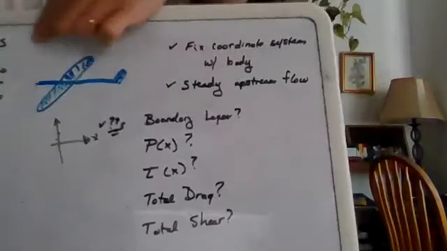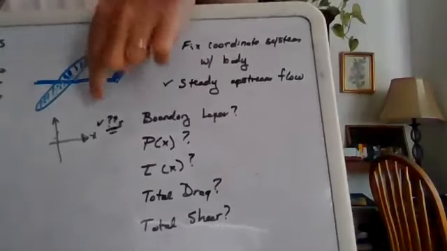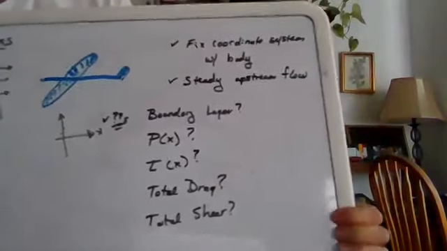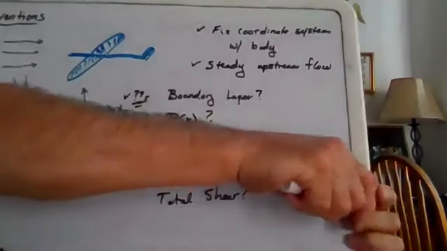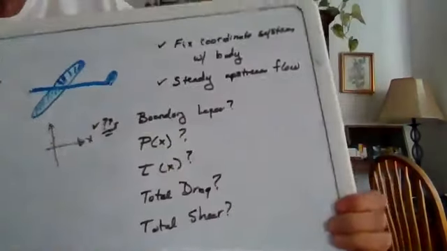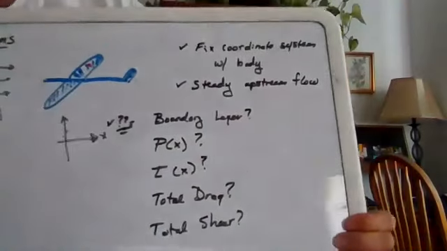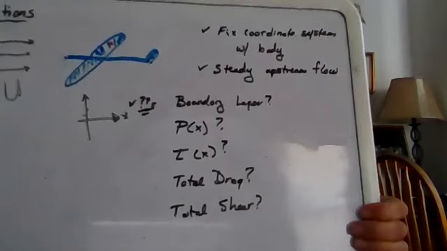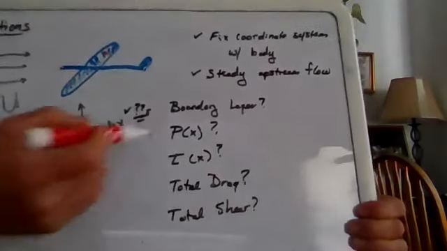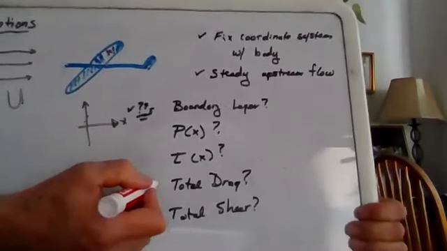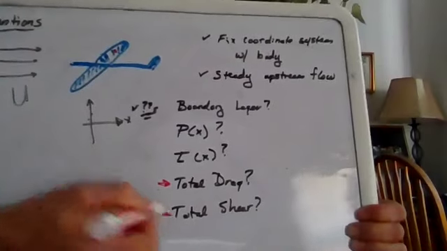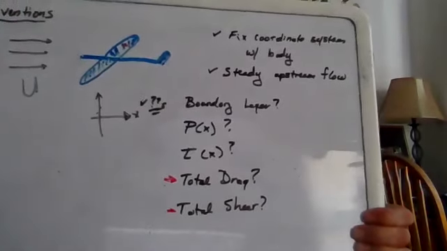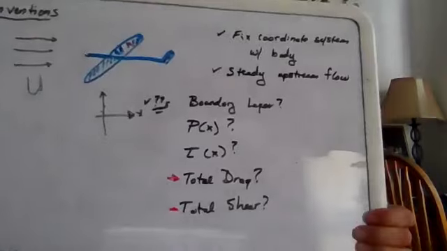What is the boundary layer around this plane going to look like? If we went to any x coordinate along this plane, so for example, if we went to this wing point right here like this, okay, what actually is the pressure at that point? What is the shear at that point? Finally, we want to get to totals, of course, because that helps us with design. What is the total drag in pounds or newtons? And what is the total shear in newtons?